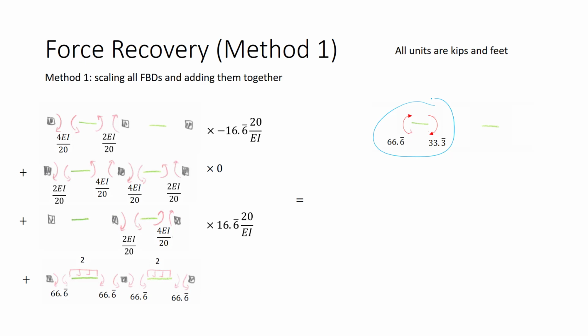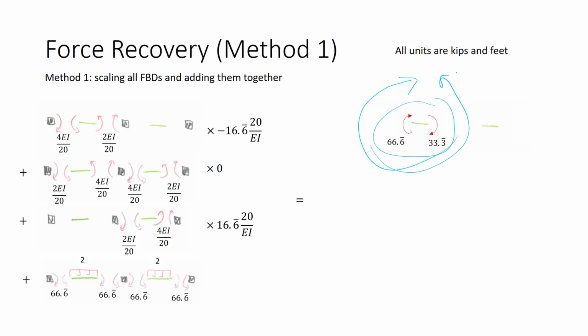For beams, if there's no translational degree of freedom, I don't need to show the shears. But now that I'm worried about member forces, I need to recover the shears. The way that I think about this is as follows. These moments of 33.3 and 66.6 are both acting in a clockwise direction. That means that the shears must act in a counterclockwise direction.